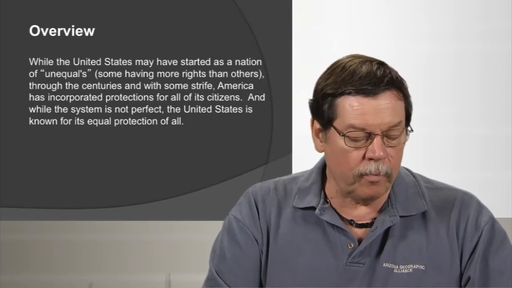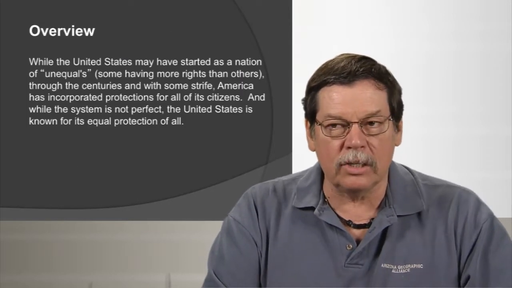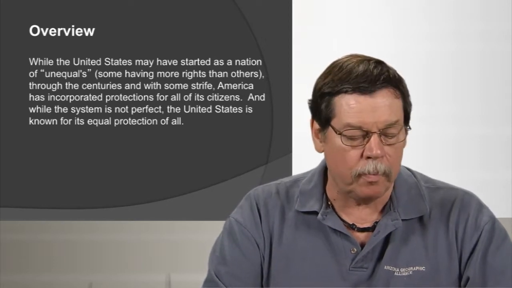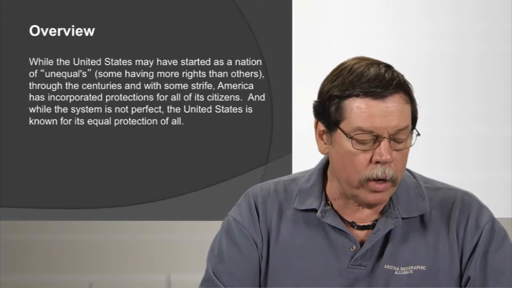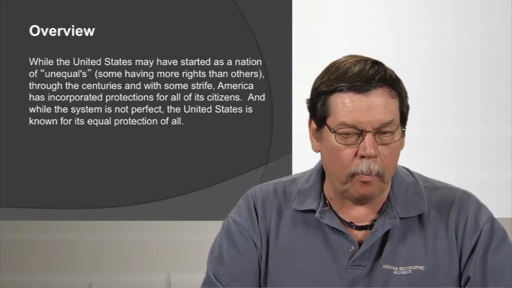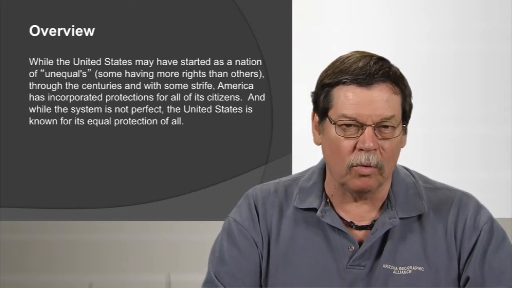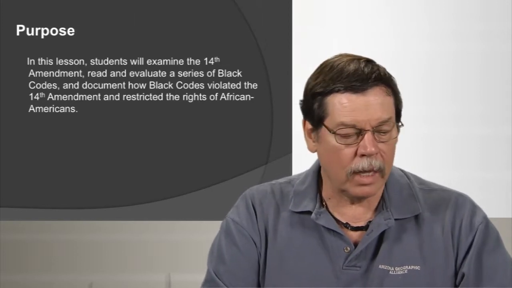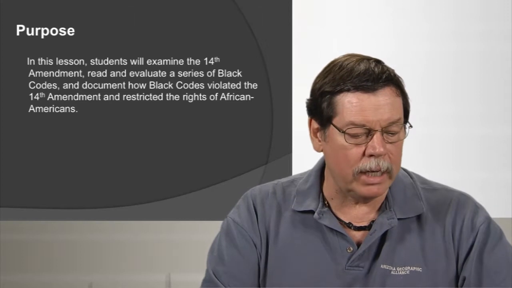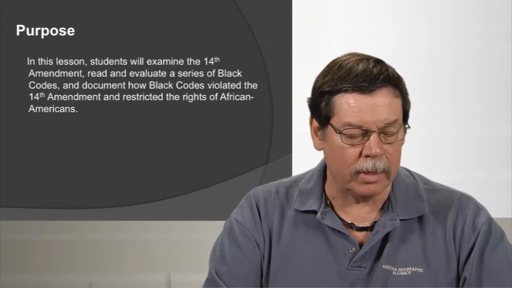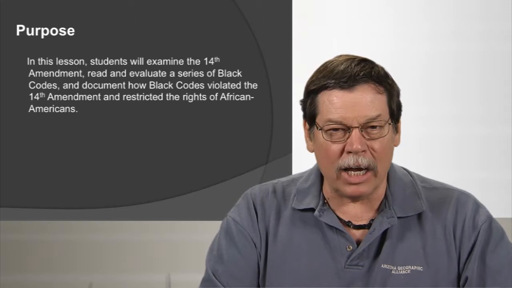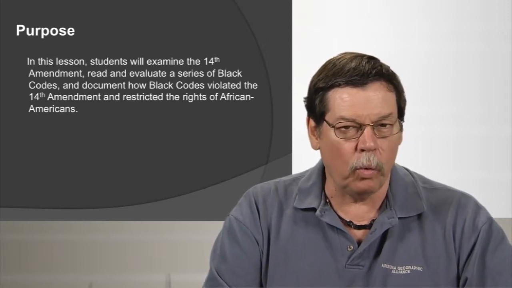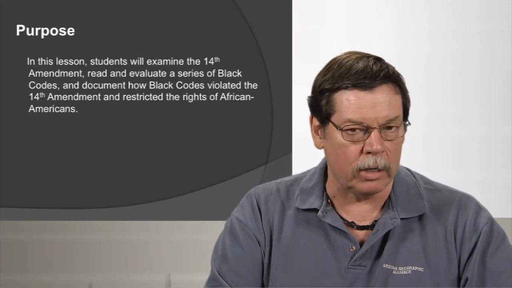For our overview, basically the United States, we're a nation of unequals, and this lesson is going to talk about how we are unequal and how the Constitution tried to make us equal, but it didn't necessarily work that way. The purpose of my lesson today will be to take a look at the 14th Amendment, examine black codes, and look at their relationship with the rights of African Americans.